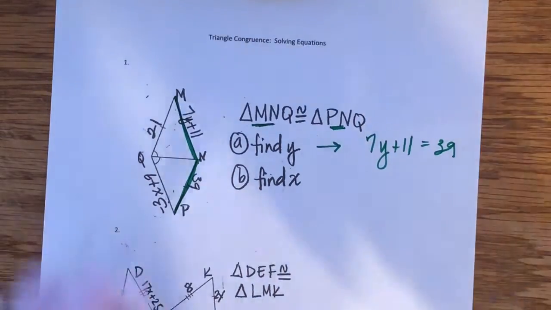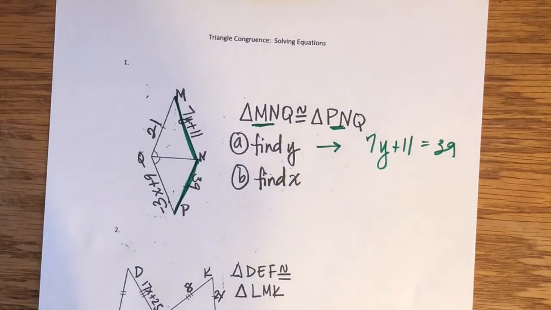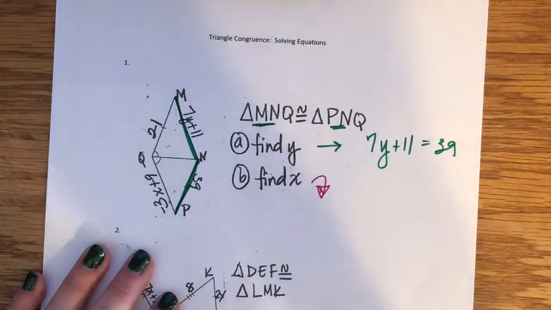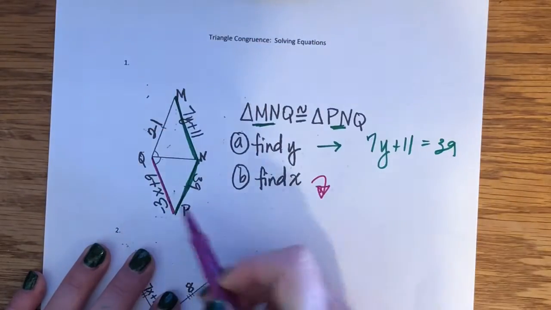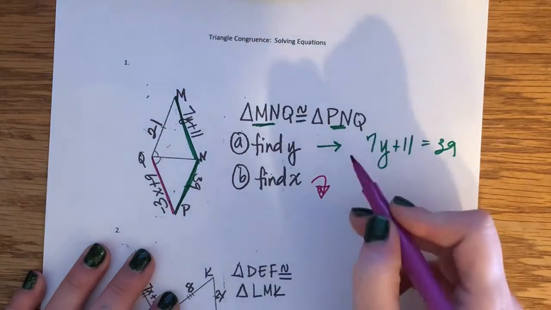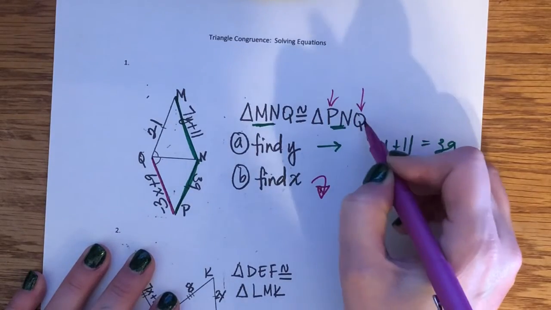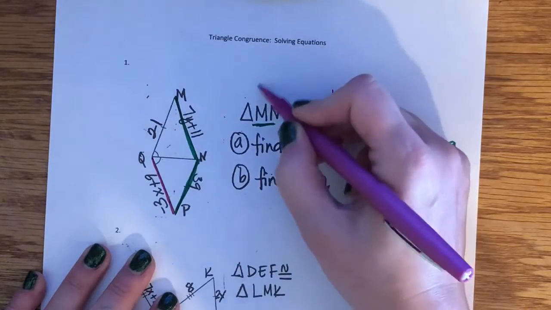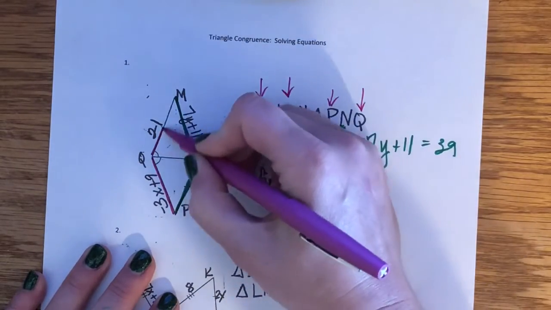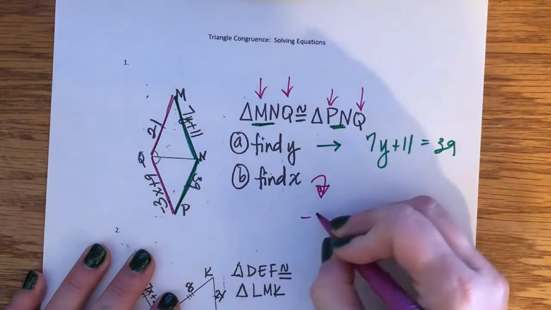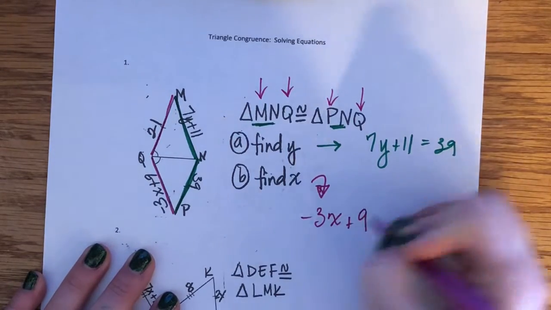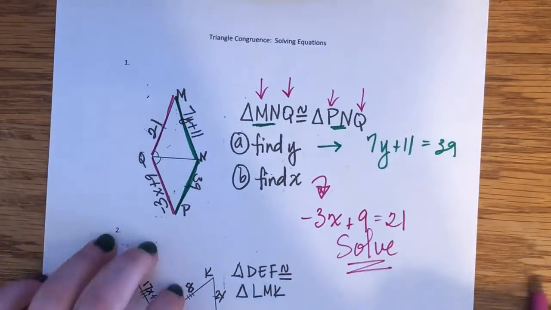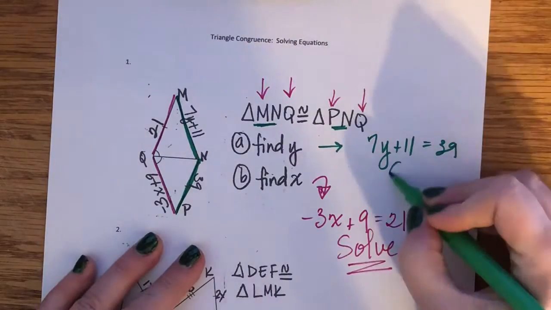Now I'm not going to solve that one because I want you guys to do that for your assignment, but let's set up the equation for x just so that we know how to get started on these. So x is right here, and I see that that's PQ. So I'm going to look, all right, PQ, that's the first and the last. I'm thinking it should correspond to this one here, but let's double check. MQ. Yep, those 2 correspond, so then we're just going to say negative 3x plus 9 equals 21. And again, you still need to solve. So on your own paper, you're going to solve both of those.